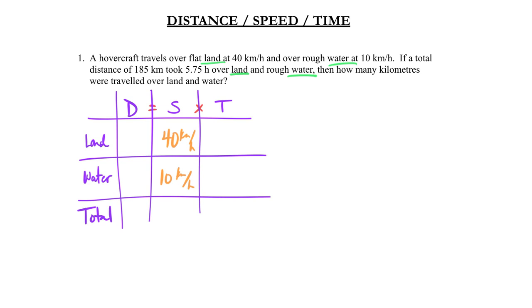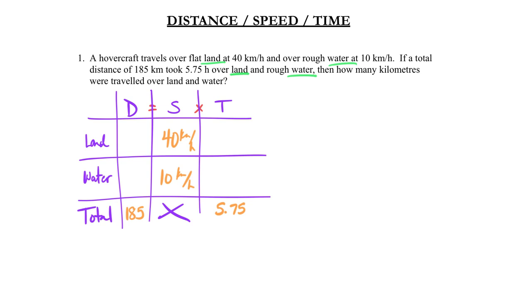And if I wanted to now plug my information into my total row, I know that my total distance was 185, and I know that my total time was 5.75. Now, I do want you to notice, I don't really know what my total speed is. And yes, I could figure it out, but I don't know if it's meaningful. Like, what would it be? Would it be an average speed?